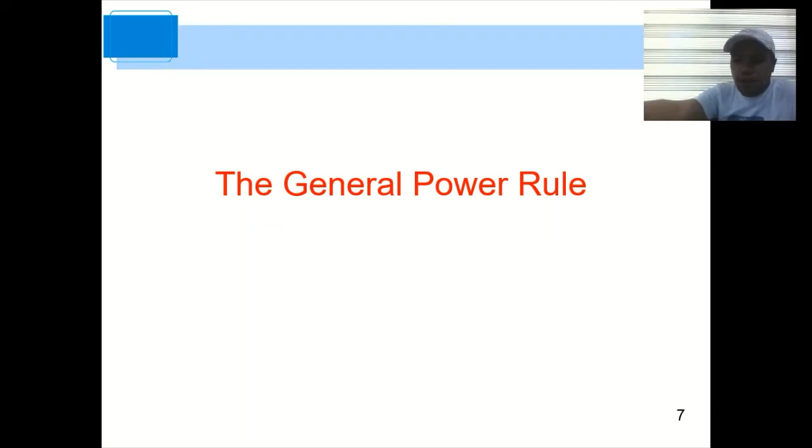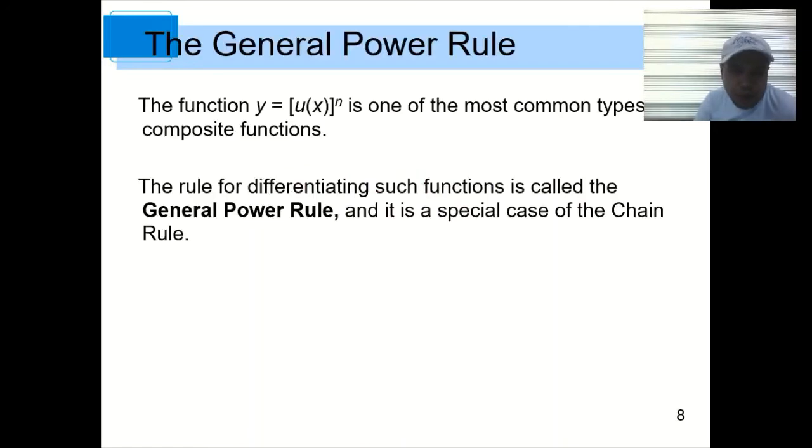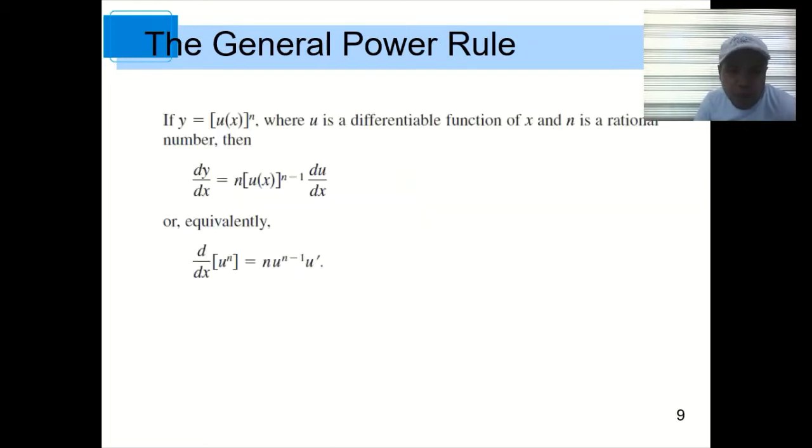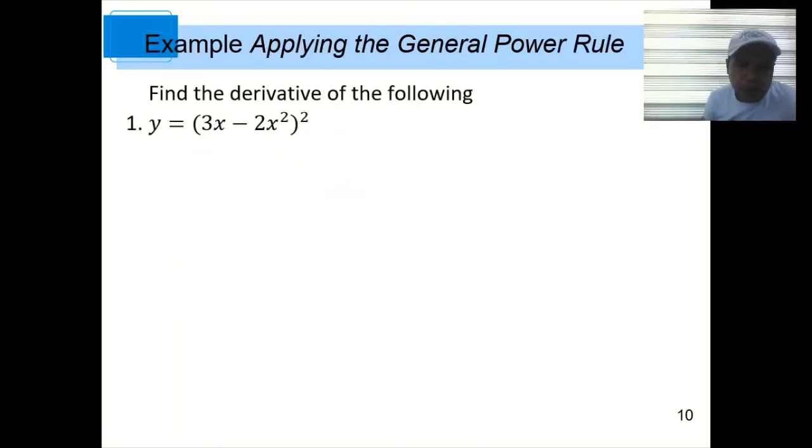The most common format of a composite function is in terms of the power rule of the derivative, so we will be applying the general power rule. This is the common type of composite function. Applying the power rule, the derivative of u of x raised to n becomes n times u of x raised to n minus 1 times the derivative of u, or simply n times u raised to n minus 1 times the derivative of u.